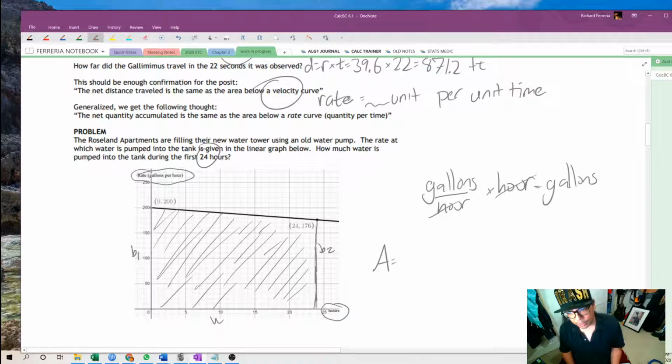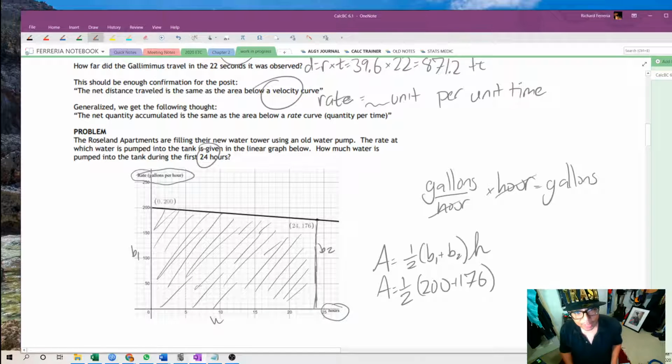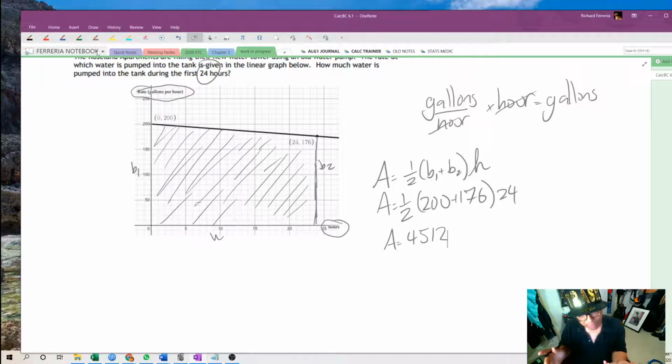So the area is equal to 1/2 base 1 plus base 2, multiplied by the height. So the area here is equal to 1/2. Let's get base 1 and base 2 into the calculation. And then let's get the height, 24 hours. Go ahead and use a calculator and see how many gallons we get. 4,512.